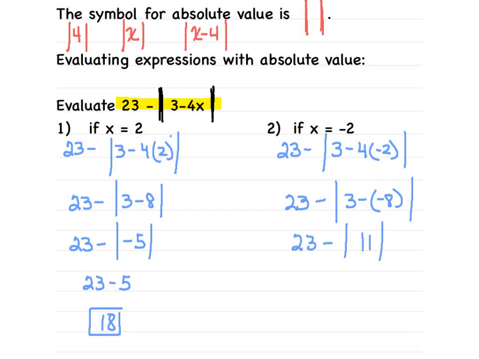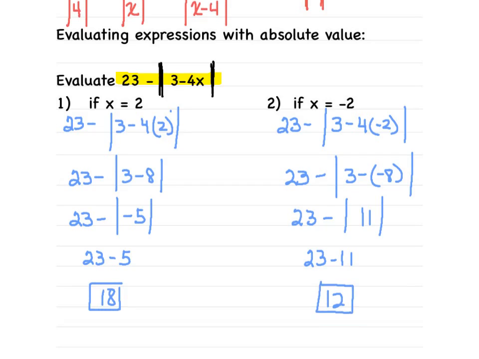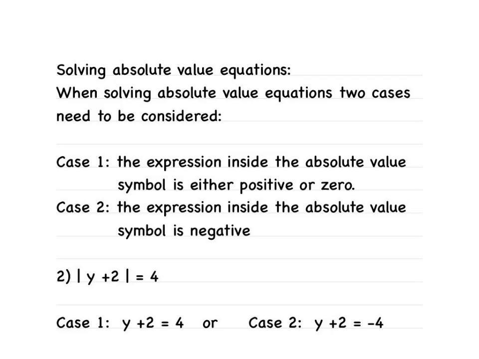Now I evaluate the absolute value of 11. The absolute value of 11 is 11. So it's 23 minus 11. And 23 minus 11 is 12. Okay, let's continue.